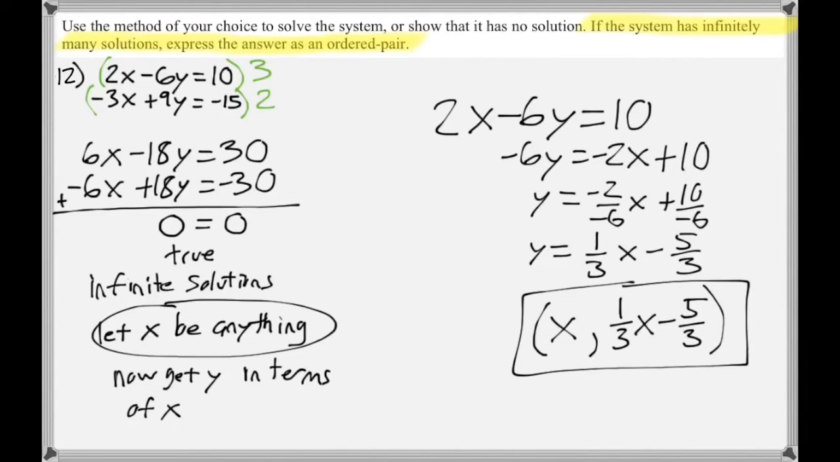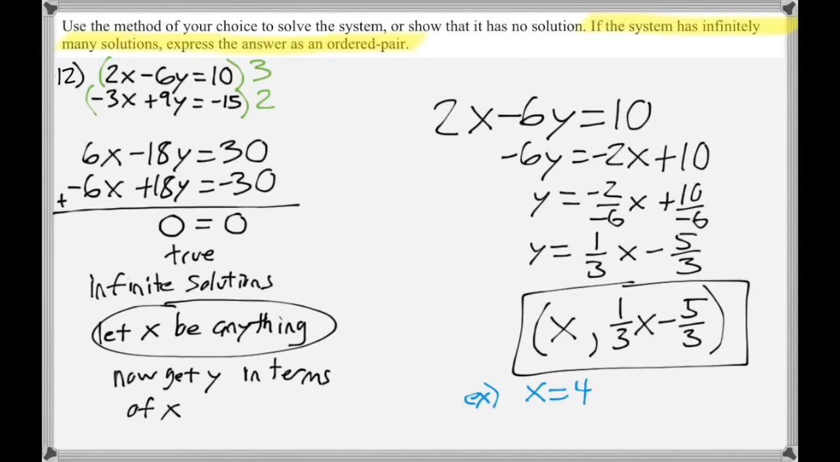Now, again, it's infinite solutions, but that doesn't really mean that you can let x equal anything and then let y equal anything. Y is dependent on what you pick for x. So for instance, if you pick x is equal to 4, you can't just then say y is equal to 99, because that wouldn't be true.